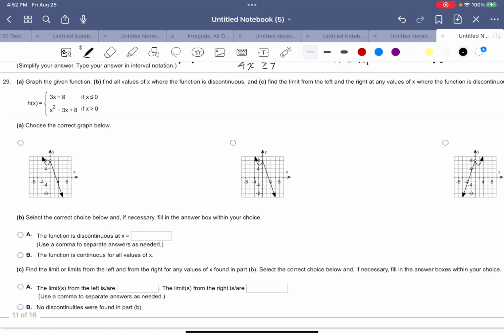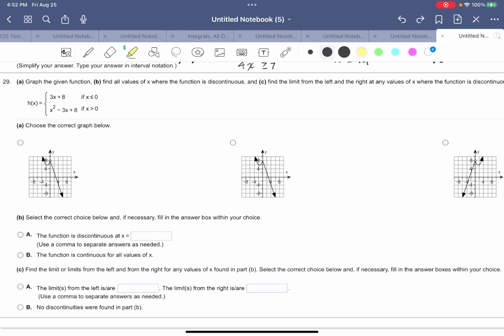So here we have a piecewise defined function where if we pick values that are less than 0, we have to put them into 3x plus 8. And if we pick values greater than 0, we have to put them into x squared minus 3x plus 8. And if we actually pick 0, it goes in the first one. So anything less than or equal to 0 goes there.